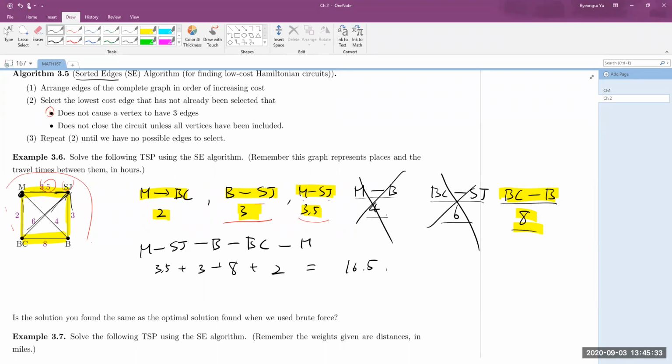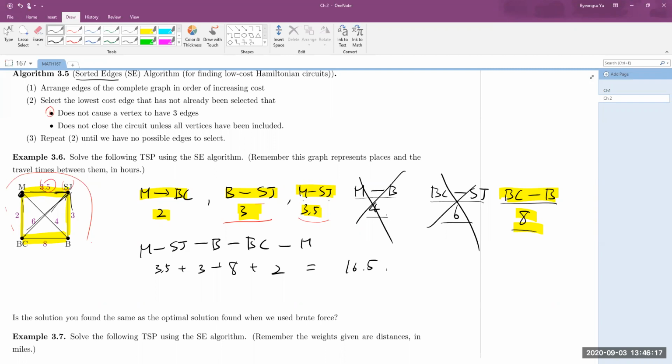So the method we use right now is called sorted edges. First of all, think about the smallest edges first and add them to my bag, and then look at the other smallest edges. If that edge does not cause any problem, meaning the candidate does not cause a vertex to have 3 edges, and does not close the circuit until all vertices are included, then we can put that edge in my bag. Otherwise, we can just throw it away, right? By this method, you can have a Hamilton circuit, right?